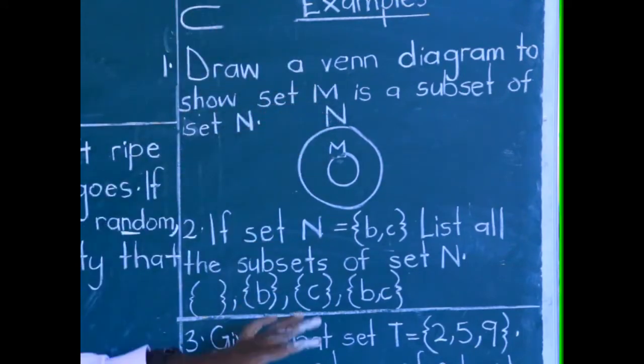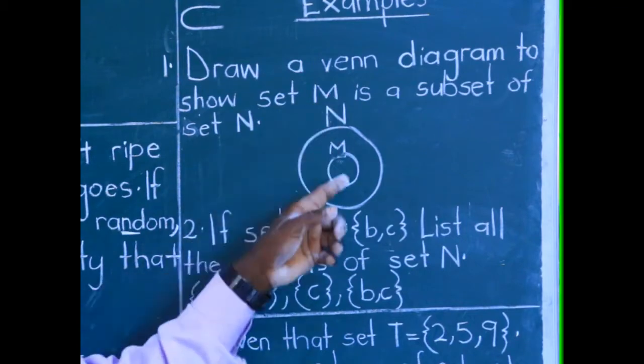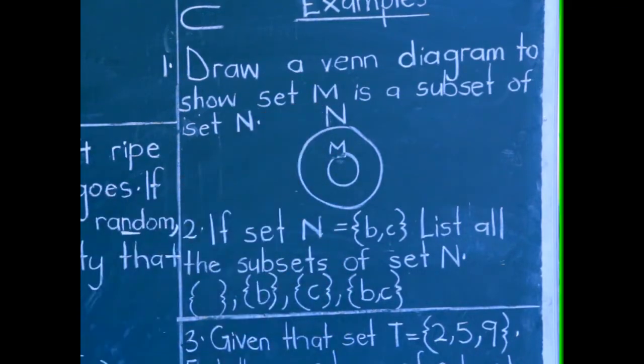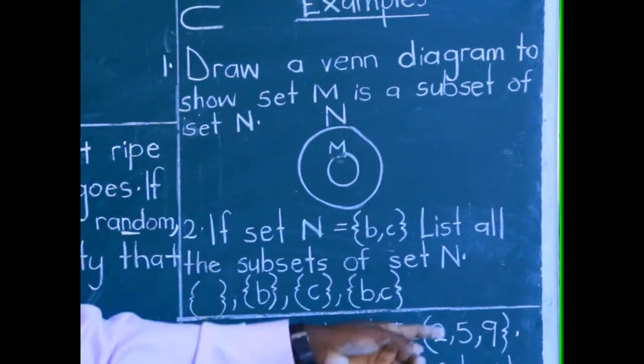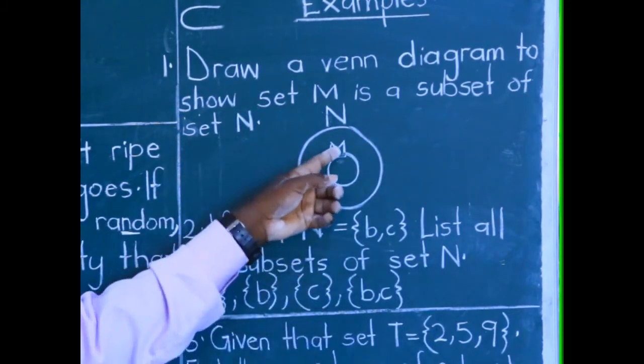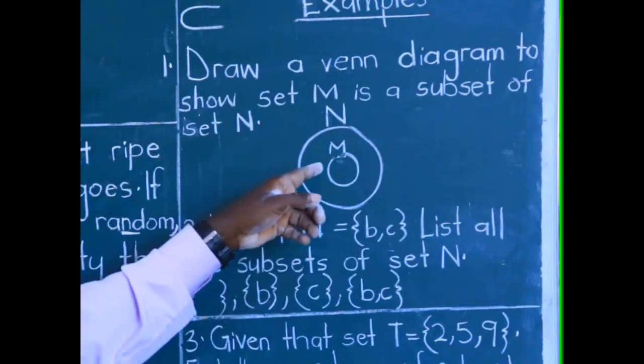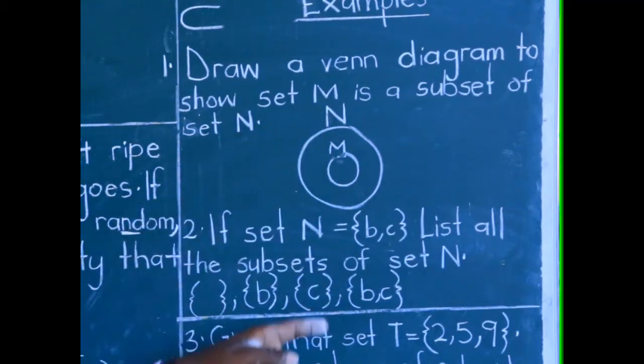Please draw like that and show M and N. Be careful not to interchange and put M outside. No, N is a big set and M is a small set got from N. So subset means a small set. So you draw like that, put M inside N, and then that's all.